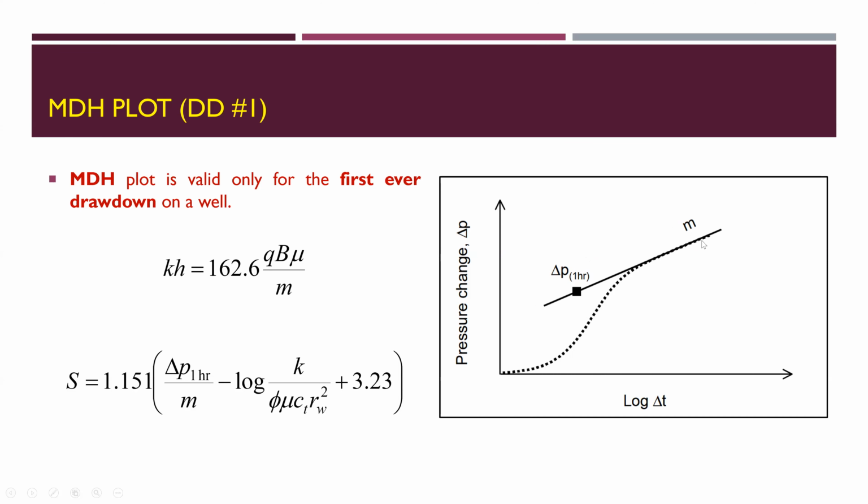This is why we first estimate the trend and extrapolate it like this. After that, allocate this point on the trend itself, not on the curve. From the slope, we have KH, and take this into this equation again for skin. So now we solve for KH and skin.